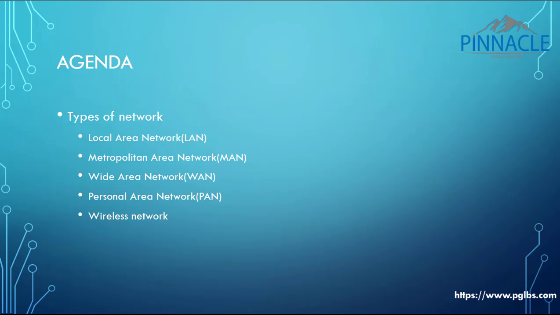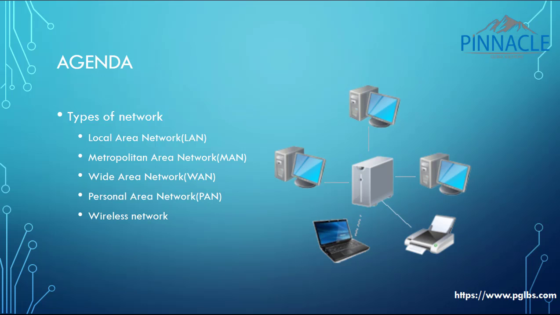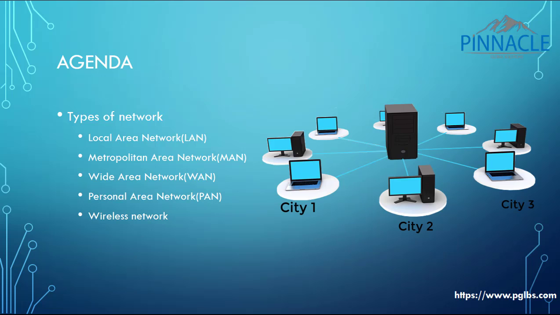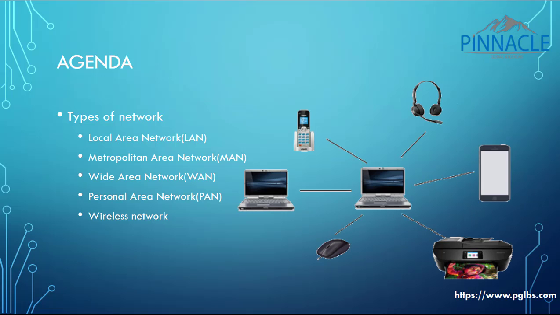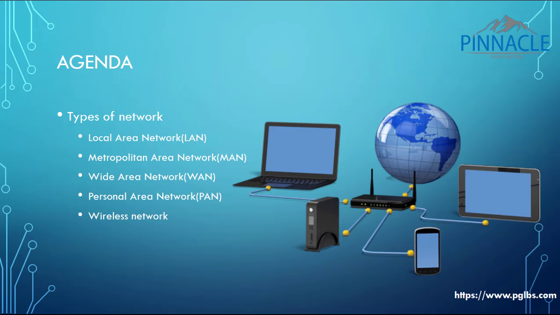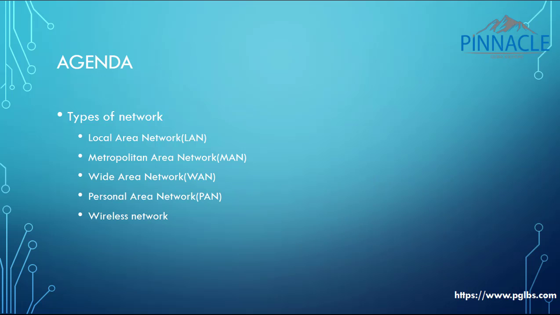Knowing this much, we'll put our foot forward. We shall set up the agenda for today's session. In today's session, we are going to talk about the different types of network: the local area network, popularly called LAN, metropolitan area network called MAN, wide area network called WAN, personal area network called PAN, and the wireless network. Though we have put the wireless network in the agenda here, I'll not be covering it in this session. We shall look at wireless network in the upcoming sessions of this lecture series.